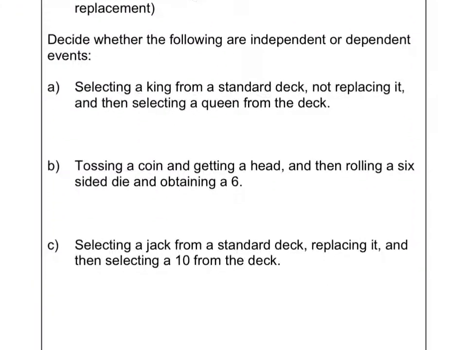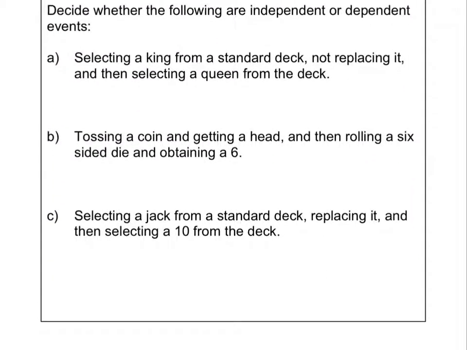Okay, so let's take a look at some examples here. Decide whether the following are independent or dependent events. Letter A, it says selecting a king from a standard deck, not replacing it, and then selecting a queen. So you take the king out of the deck, you don't put it back. Is that going to affect what your second pull is? Yes, it is. So this is a dependent event. It's a dependent event because you are not replacing the card.